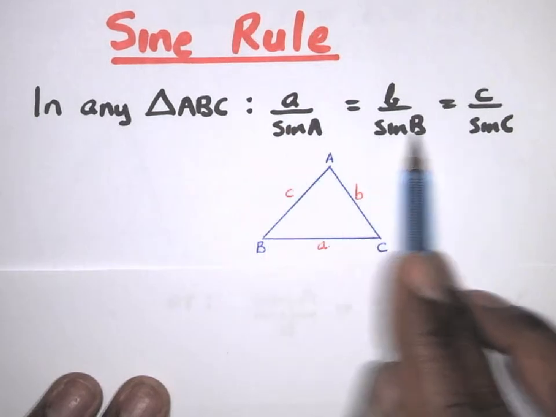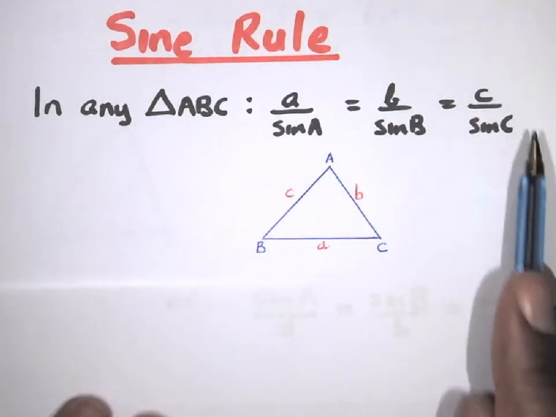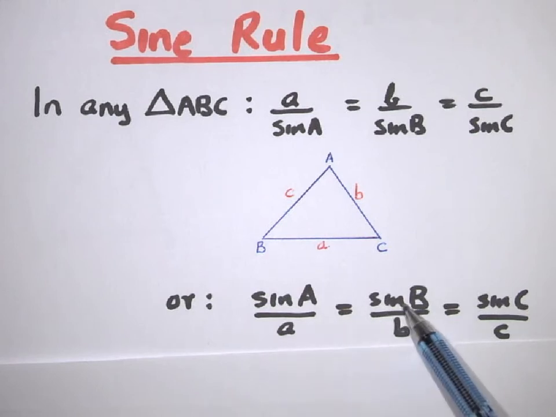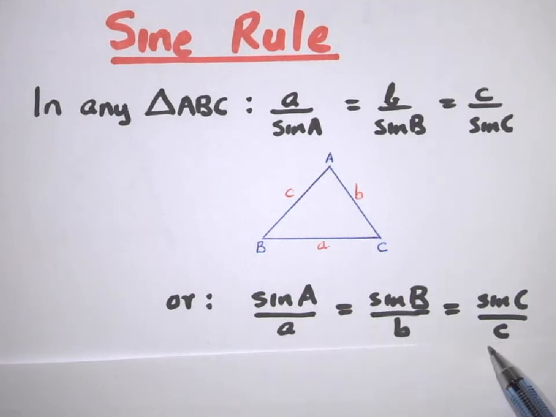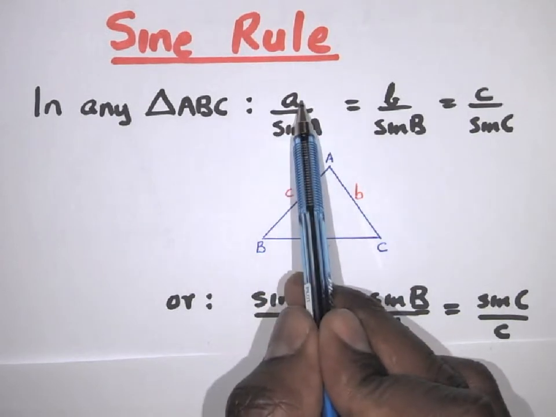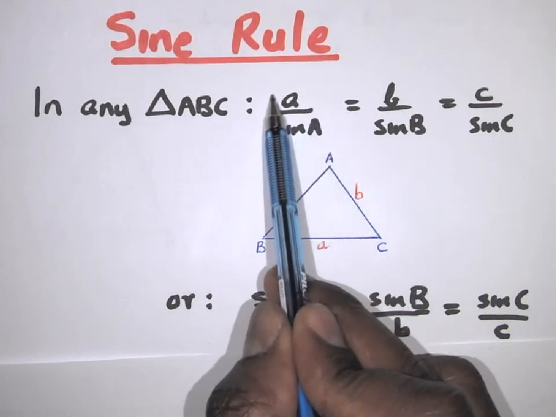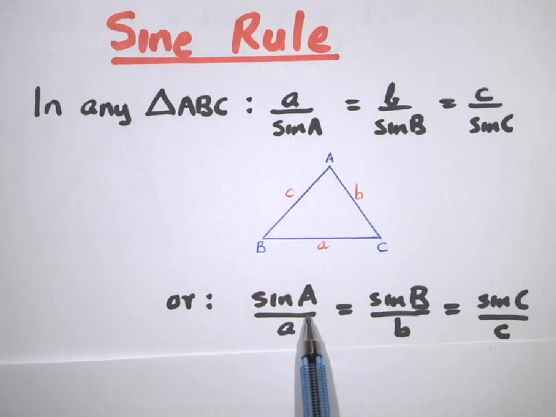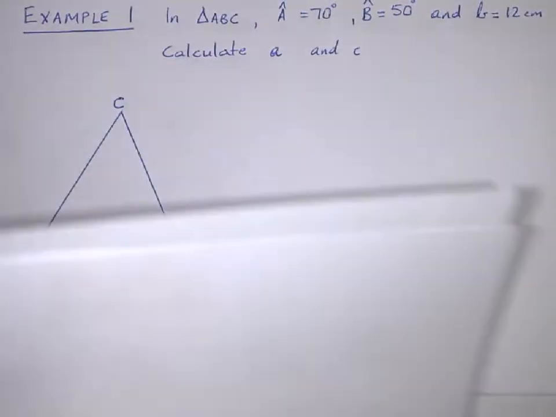We can also rewrite this equation in this format: sine A over a equals sine B over b, which is equal to sine C over c. When you are solving for a side, you want to find the length of a side, and this is how we write it. If we are trying to work out the size of an angle, it's better that we write it in this format. Let's look at some examples.